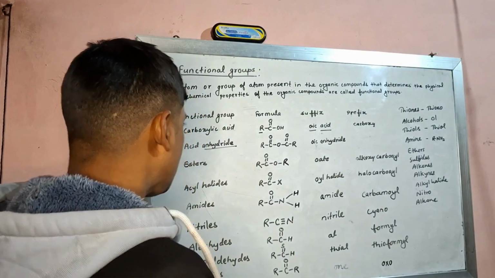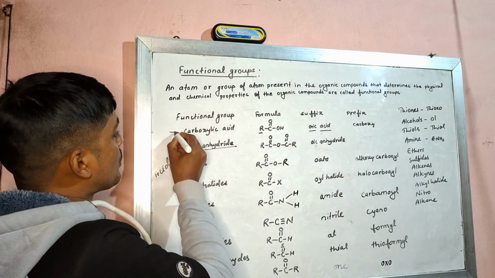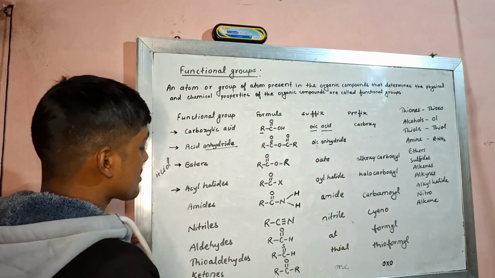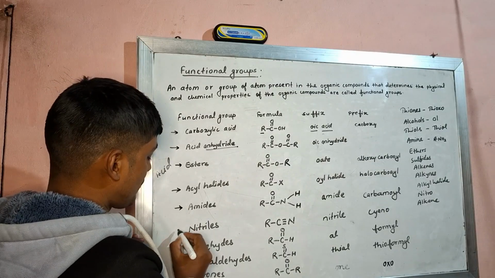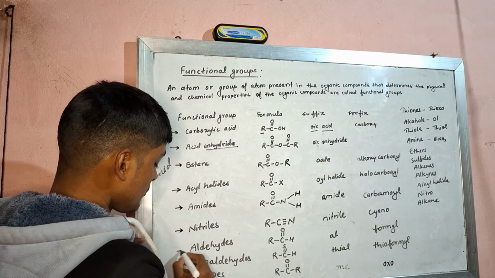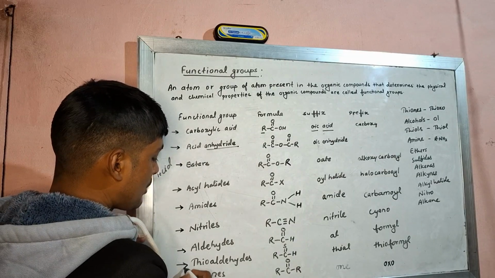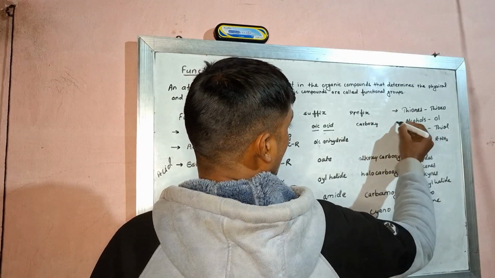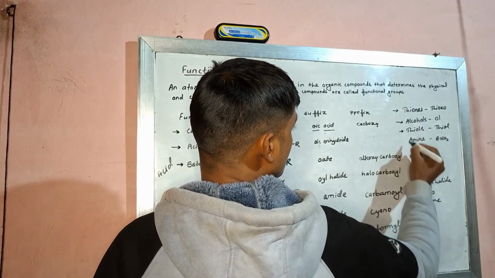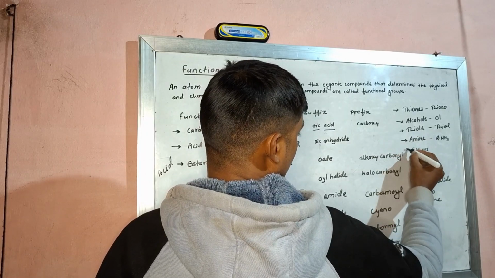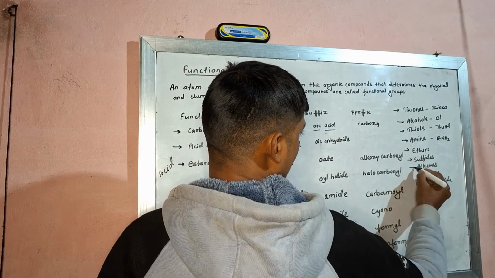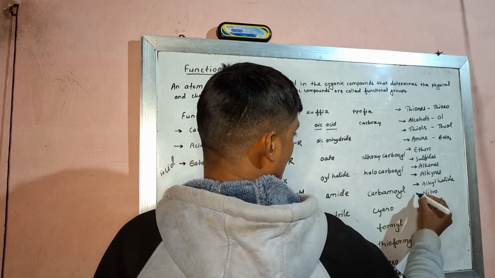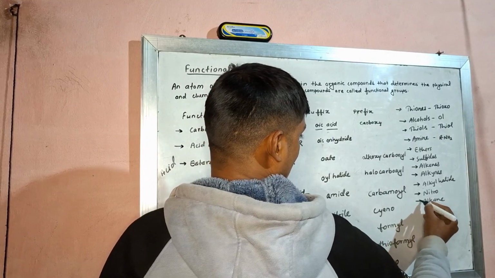functional group. Now there are some functional groups here: carboxylic acid, acid anhydride, esters, acyl halides, amides, nitriles, aldehydes, thioaldehydes, ketones, thiones, alcohols, thiols, amines, ethers, sulfides, alkenes, alkynes, alkyl halide, nitro group, and alkanes.